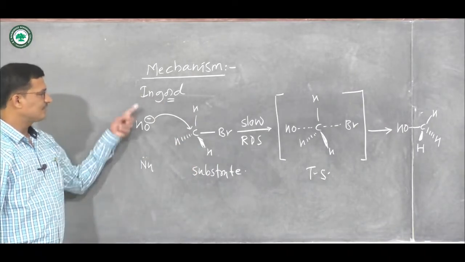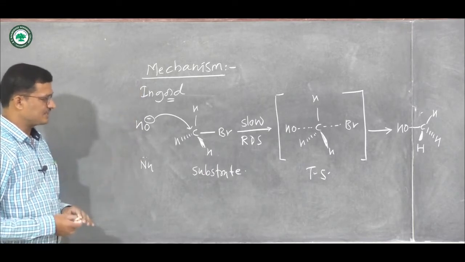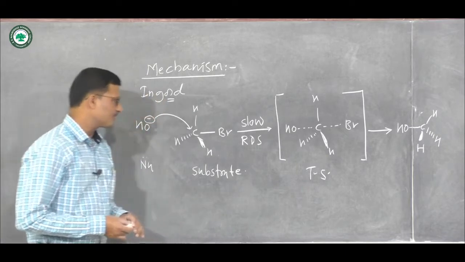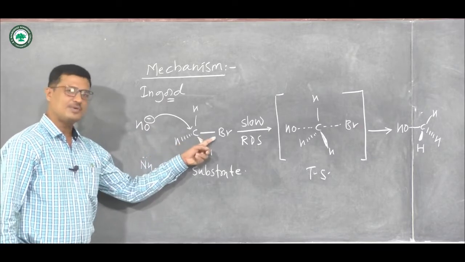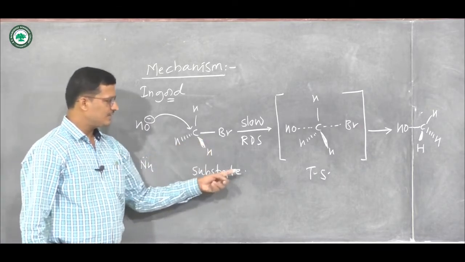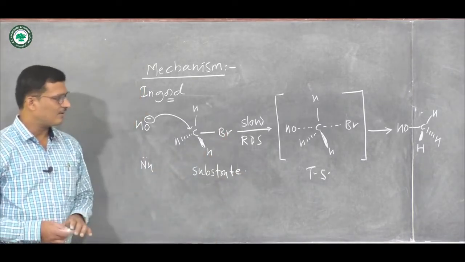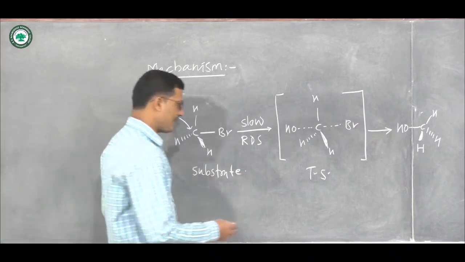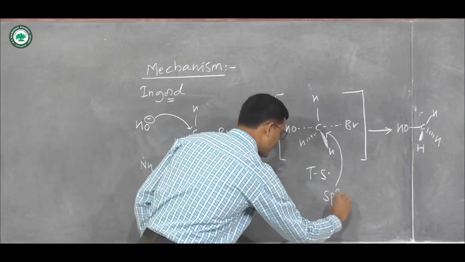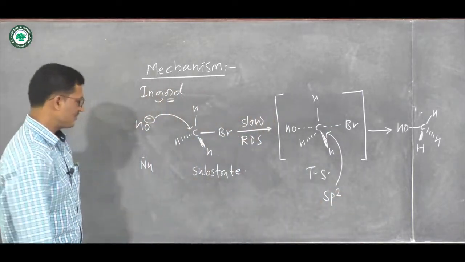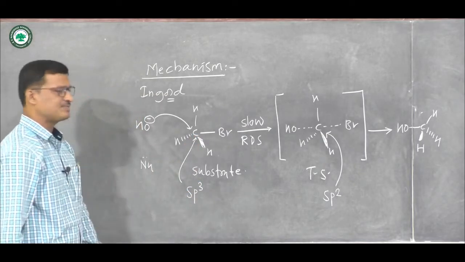So what happened? Ingold proposed the mechanism of the SN2 reaction. And what happens in the SN2 reaction? The nucleophile attacks from the back side of the leaving group, and then there is formation of a transition state. This is a slow step, or the rate determining step, and in this transition state the hybridization of carbon is sp2. When we see the substrate, the hybridization of that carbon is sp3.